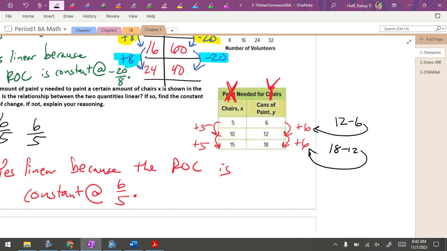Linear means I have to have a constant rate of change. Constant means the same. Rate of change, y on top. Y on top. Okay, flip it over.